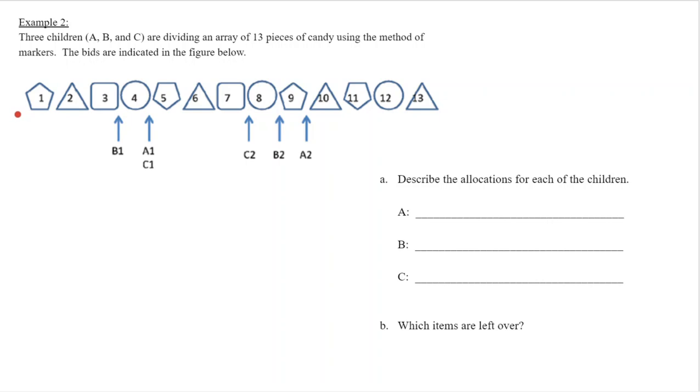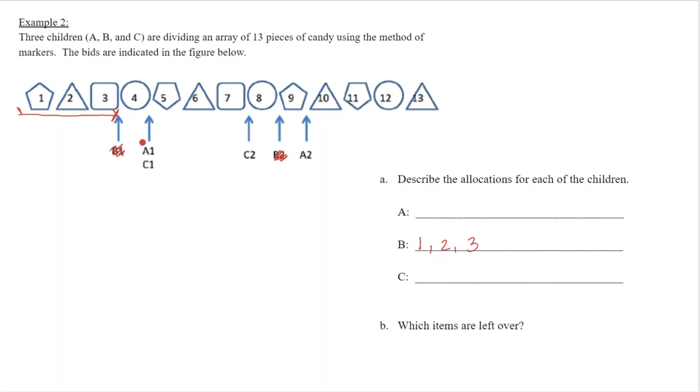We start on the left, and we stop at the first marker we come to, which is B's marker. So I'm going to give child B that first group of candy. Child B gets 1, 2, and 3. Now, I'm going to remove B's markers from the array.